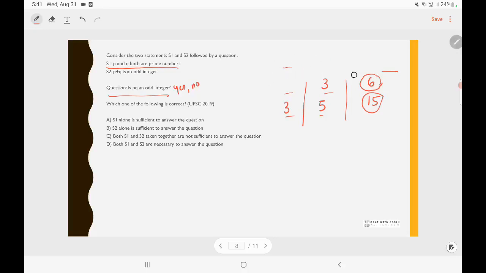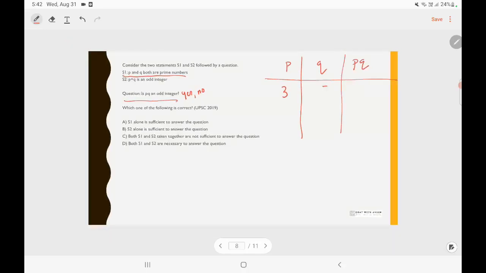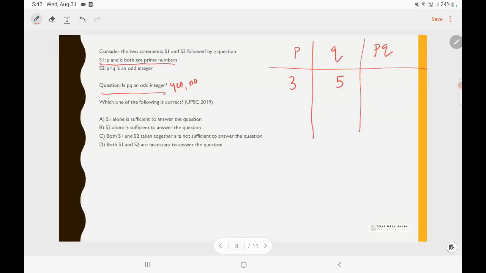Now let's look into statement 2. Statement 2 says that P plus Q is an odd integer. Okay, P plus Q is an odd integer. So let's take P as 3 and Q as 5. If these are two odd numbers, right? So P plus Q, 3 plus 5, you will get 8, but 8 is an even integer. So here you need to know that if you add two odd numbers, you will get an even number.